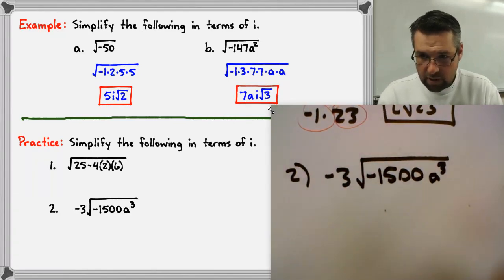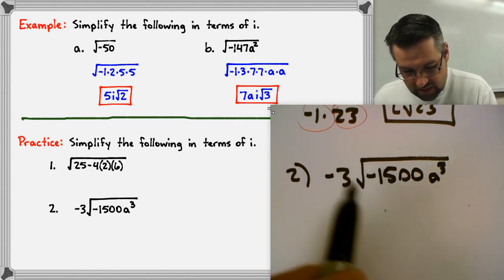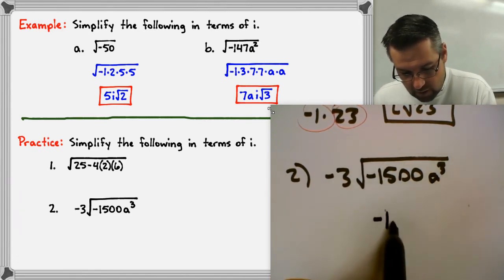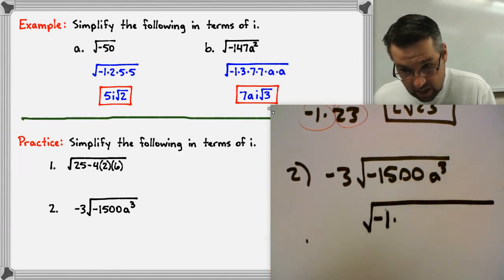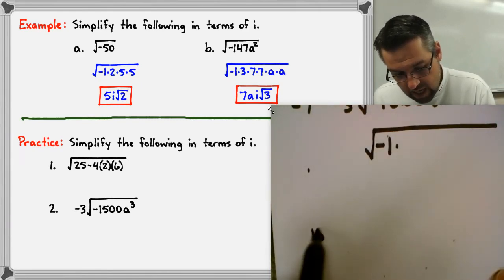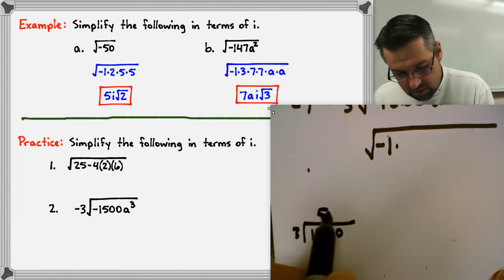Well, the negative 3 we're going to ignore for right now. We'll bring that in later. We want to factor the negative 1,500. Here's how I'm going to do that. I'm going to put the negative 1 down, and then I'm just going to write down 1,500, and I'll do the cake method, okay? I can divide that by 3, so that's going to be 500.